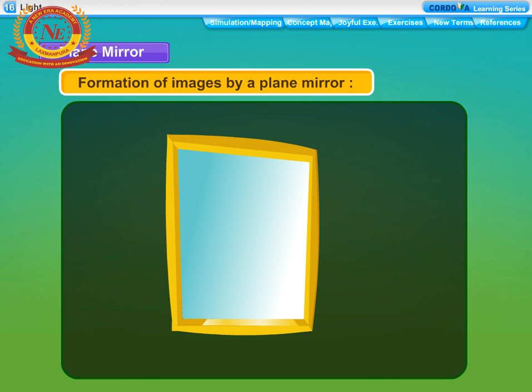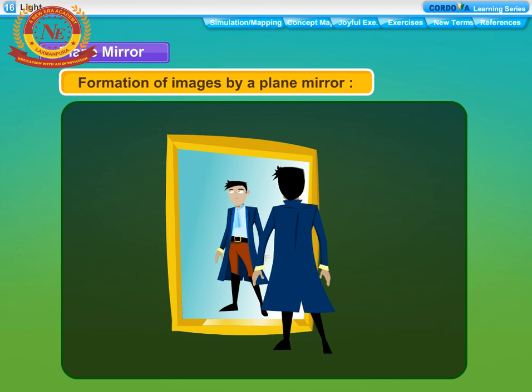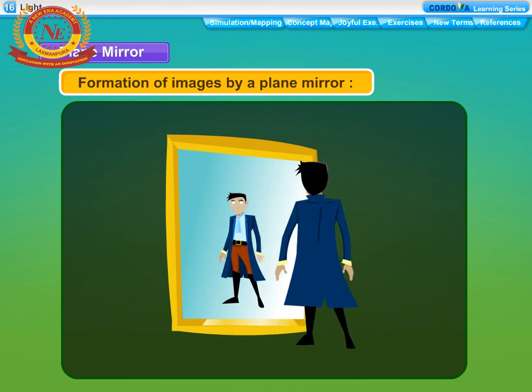Formation of images by a plane mirror. When we look into a plane mirror, we see our image situated behind the mirror. When we move towards the mirror, our image also moves towards the mirror, and when we move further away from the mirror, our image also moves away from the mirror. In every case, the distance of our image from the mirror is equal to our distance from the mirror.